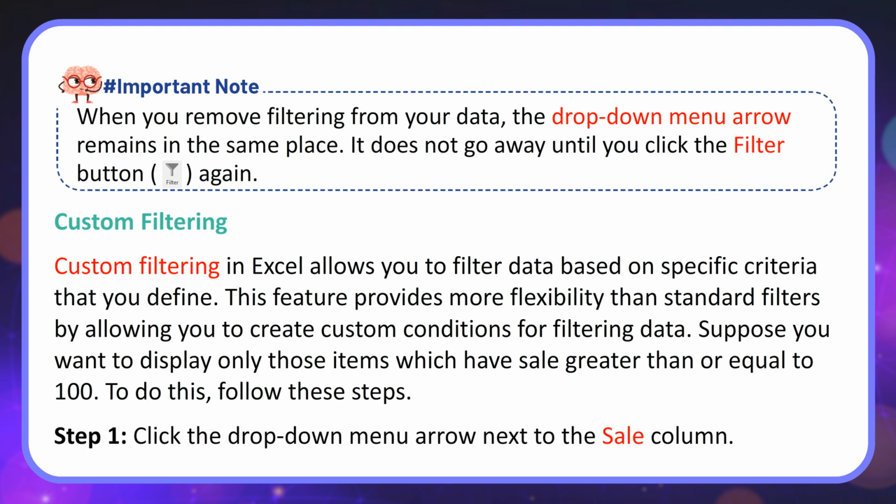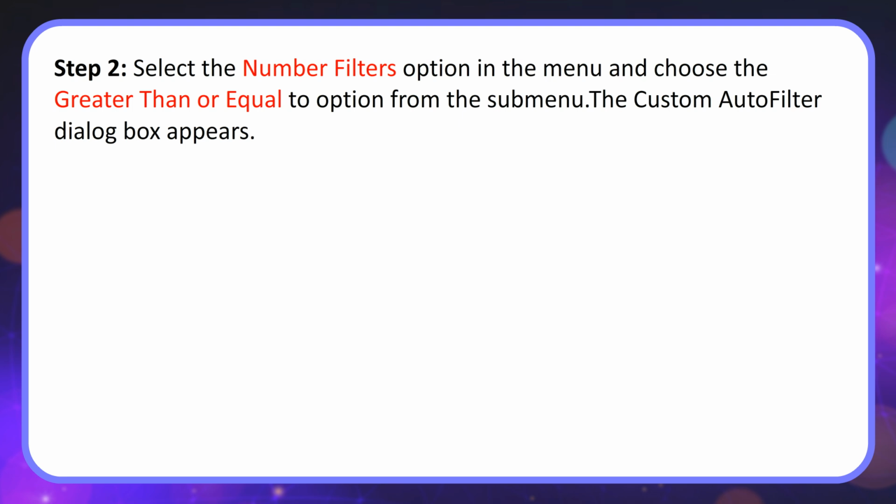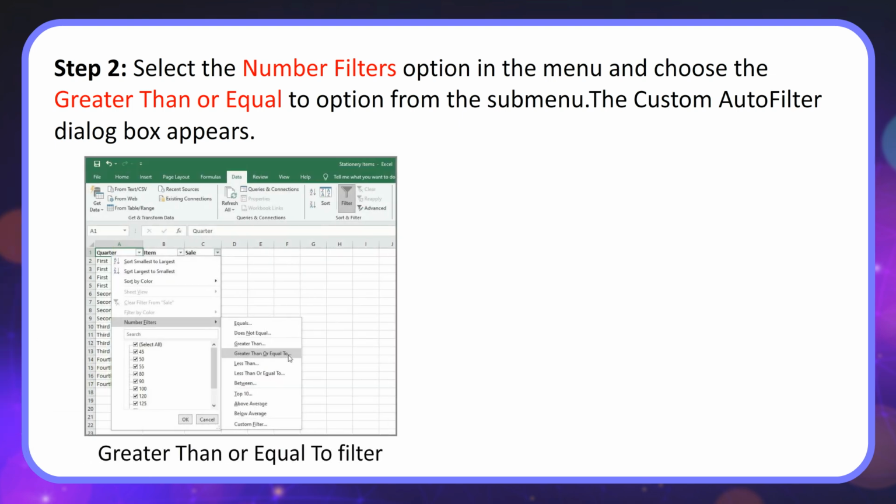Click the drop-down menu arrow next to the Sale column. Step 2. Select the Number Filters option in the menu and choose the greater than or equal to option from the submenu. The Custom Auto Filter dialog box appears.